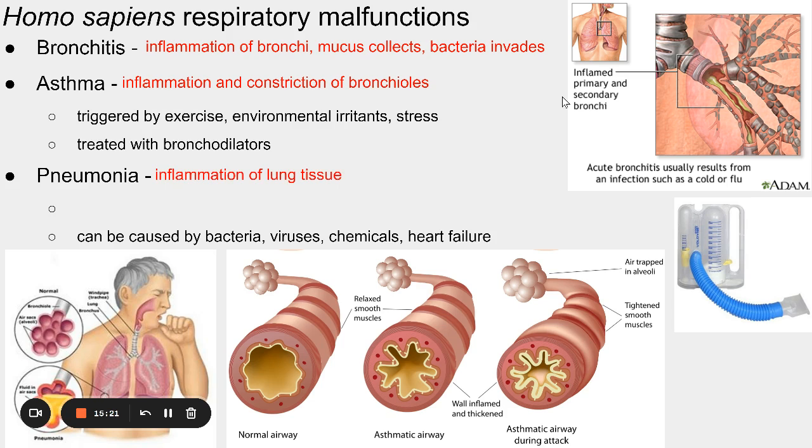And pneumonia. Pneumonia is another disease caused by inflammation of the lung tissue. In these situations, mucus can build up in these air sacs. If they're filled with mucus or if they're congested, it makes it more difficult to actually get oxygen into your blood because there's not enough air going into those alveoli. Pneumonia can be caused by bacteria or viruses, chemicals, heart failure. There are lots of reasons why fluid could build up in those alveoli.